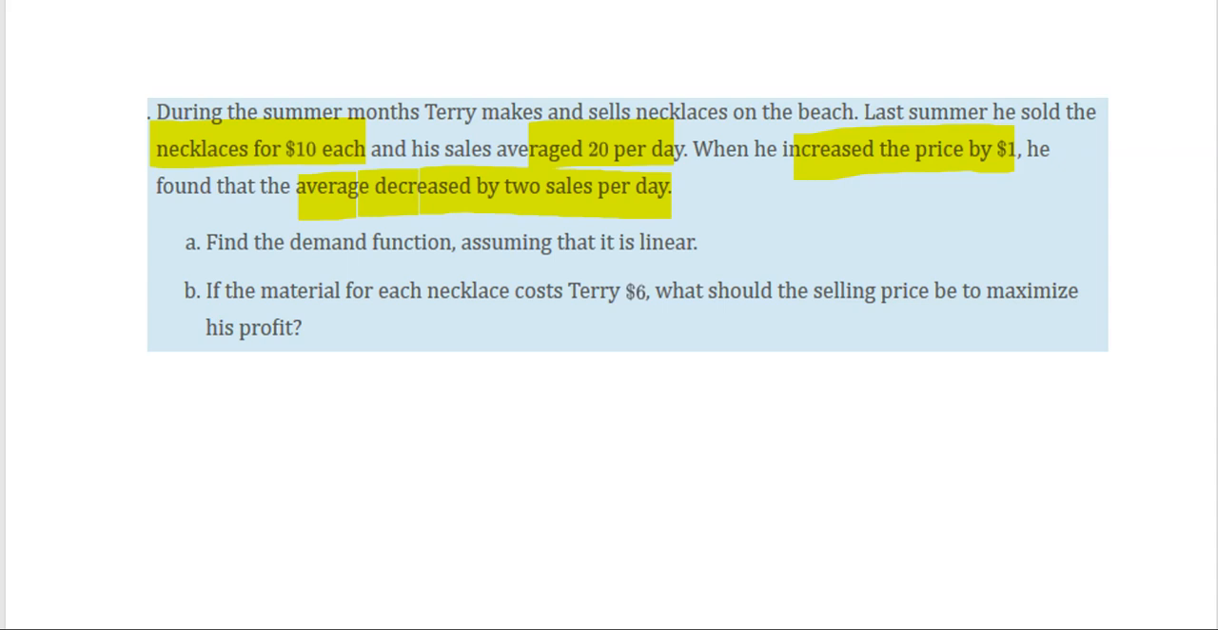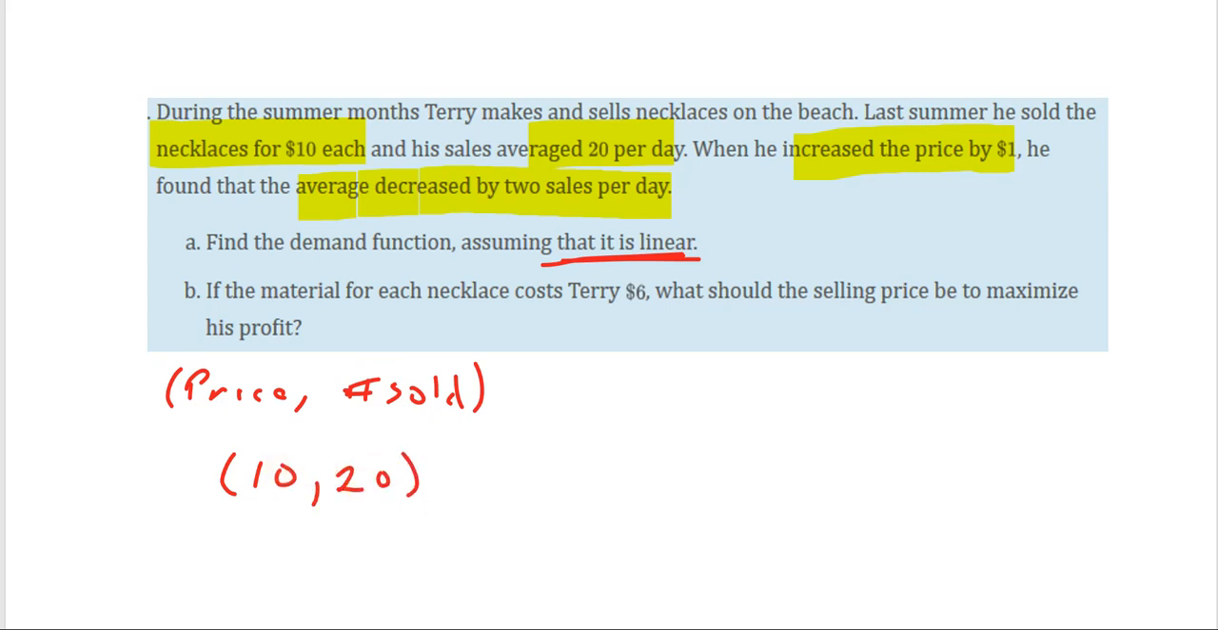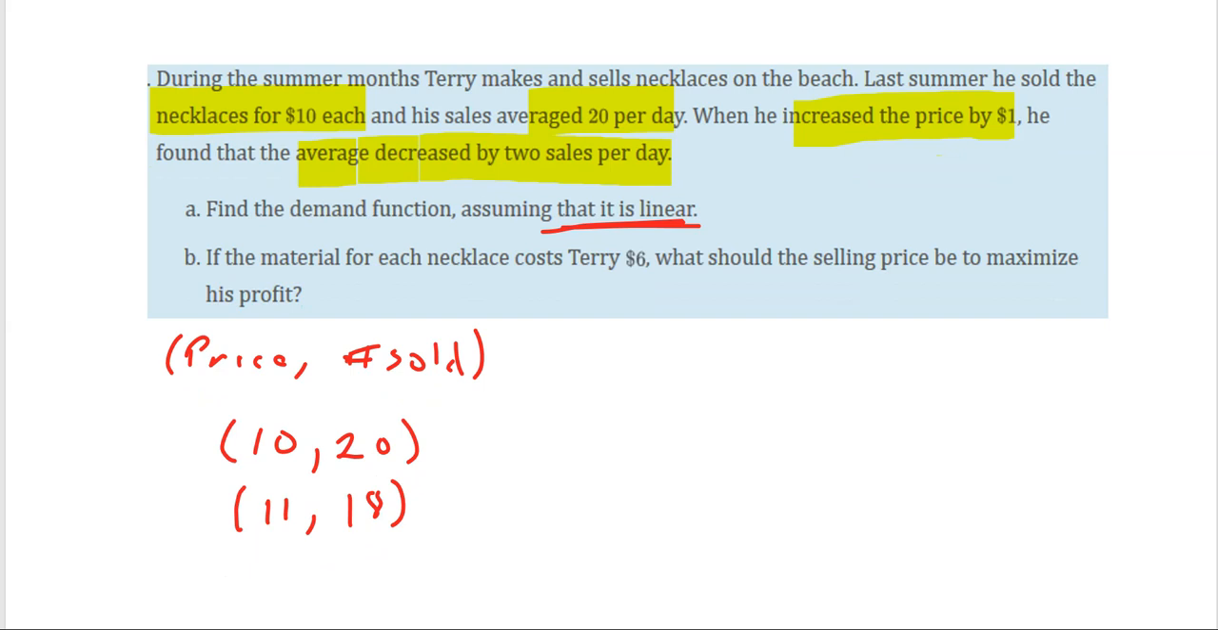Okay, so the demand function is going to be at what price, how many is he going to sell. So we really actually have 2 points, assuming that it's linear. Let's say our ordered pairs are going to be price and the number sold, or that would be our demand. The first thing says when he sells them for $10, he sold 20 a day. But then he increased the price by $1, so now he's selling them for $11, and the average decreased by 2, so that went down to 18. What's the equation of the line that passes through those 2 points?